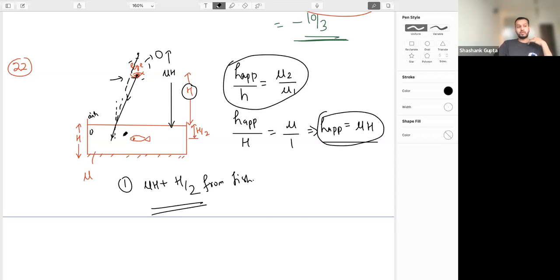Mu2 is the refractive index of the medium where the ray is going, which is mu. The medium the ray is coming from is air, which is 1. So can I say H apparent comes out to be mu into H? Is that clear now? So this is the image distance from the interface, but we have to find the distance from the fish. The fish and the interface distance is h by 2. So the total distance is mu h plus h by 2. Is it clear? Whoever has a doubt in this part, leave the mirror for now. First tell me only this part is clear.